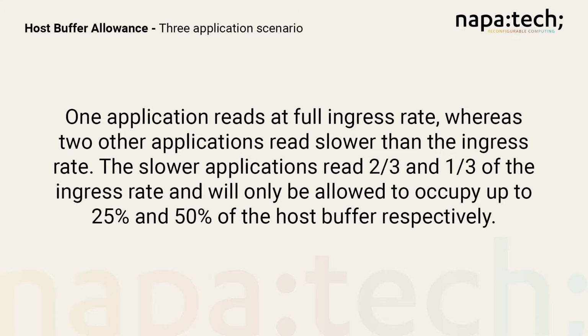In the following example, we will describe a host buffer allowance scenario consisting of 3 applications. One application reads at full ingress rate, whereas 2 other applications read slower than the ingress rate. The slower applications read at a rate 2/3 and 1/3 of the ingress rate, and will only be allowed to occupy up to 25% and 50% of the host buffer respectively. We will show how the system eventually becomes blocked if the applications do not read sufficiently often from the same data stream. Each stage of the process described in this scenario is referred to relative to its real-time state. In other words, time 0, time 1, time 2, etc.